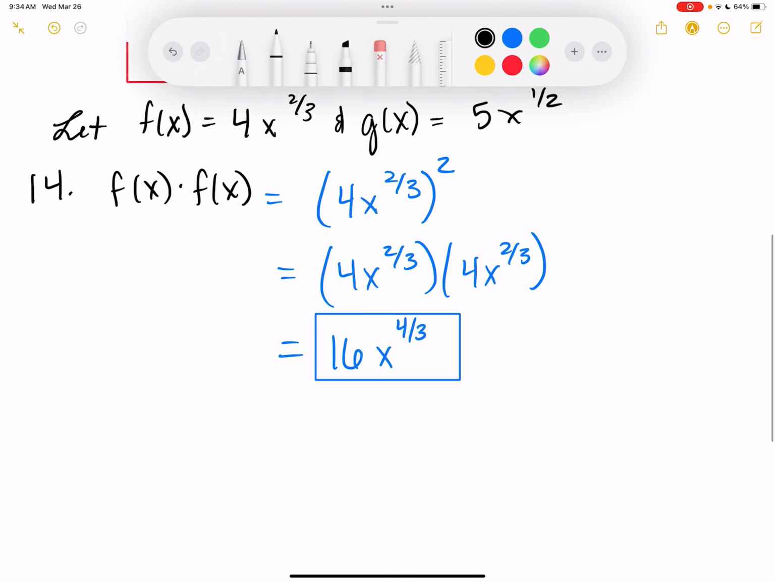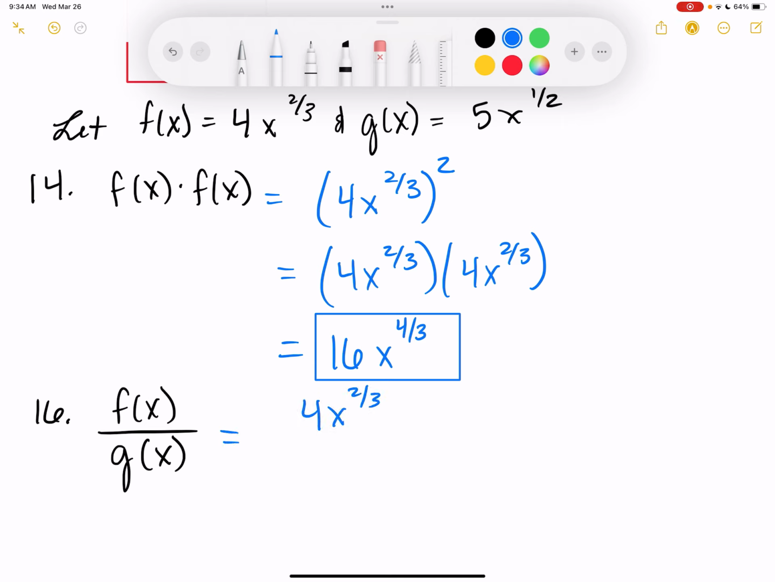Number 16. F of x divided by g of x. Ooh, that's difficult. So 4x to the 2/3 divided by 5x to the 1/2.